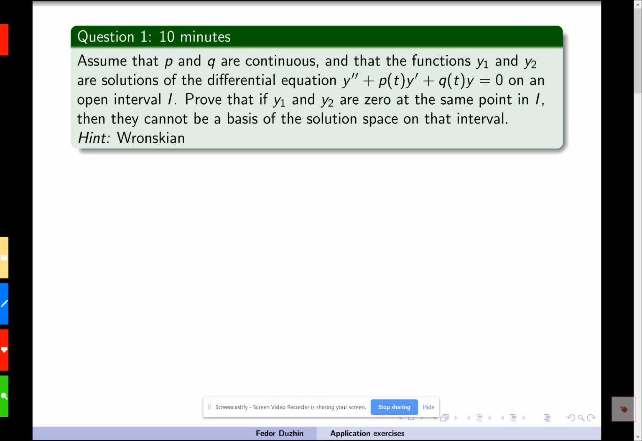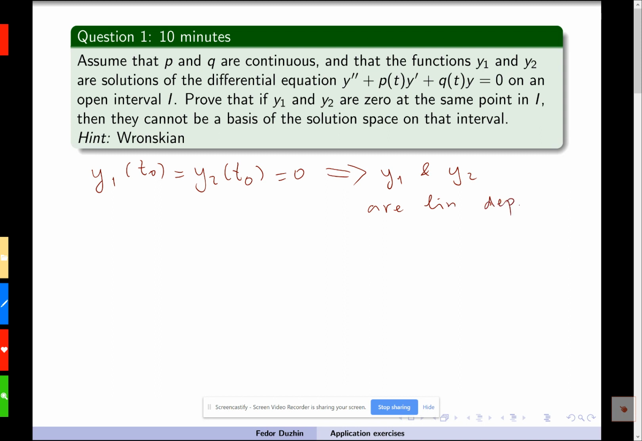And then we are assuming that y1 and y2 are 0 at the same point in the interval. So what we are given is that y1 at some point t naught equals y2 evaluated at some point t naught equals 0. Now, the typical mistake that I saw is concluding from here immediately that, okay, so we have two zeros, so therefore y1 and y2 are linearly dependent.